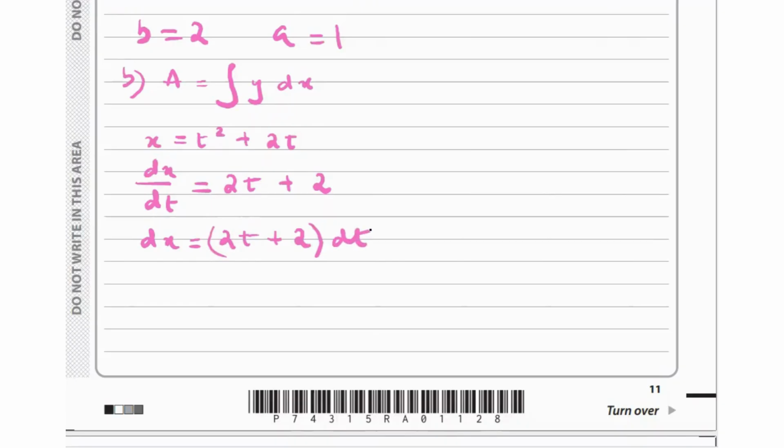times dt. So now area is going to be integral of y times 2t plus 2 times dt, and we have a limit from 1 to 2 for t. So now we're going to replace the y with its expression, which was 2 over t times 3 minus t. And then over here we have 2t plus 2 times dt.